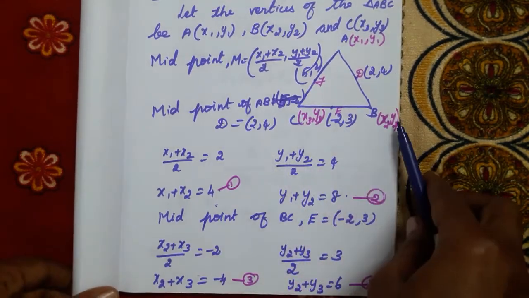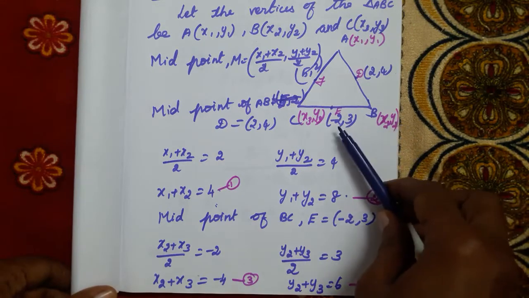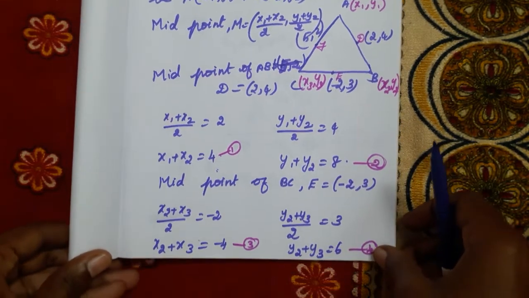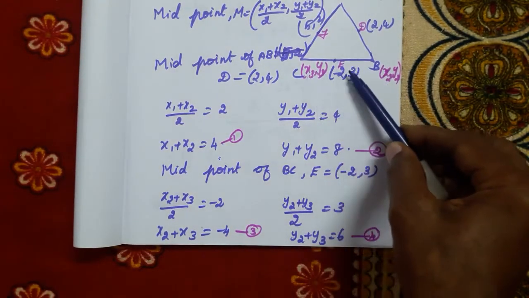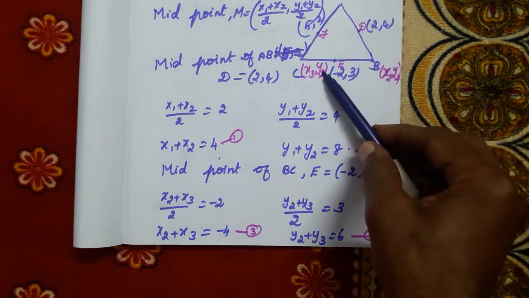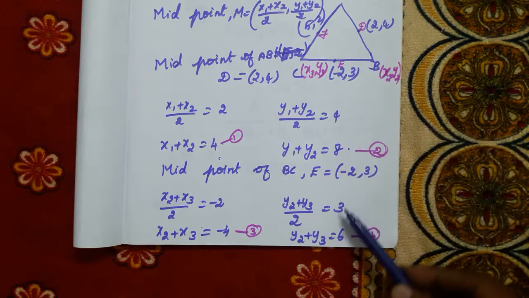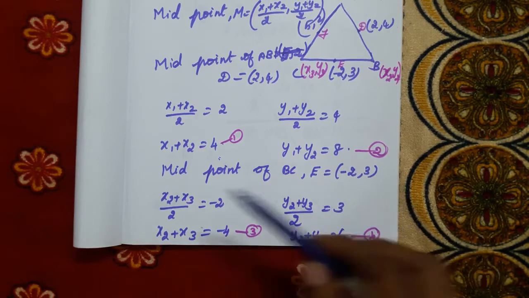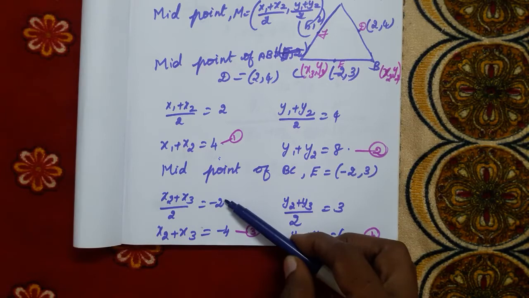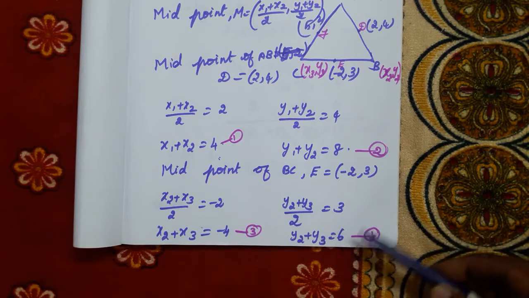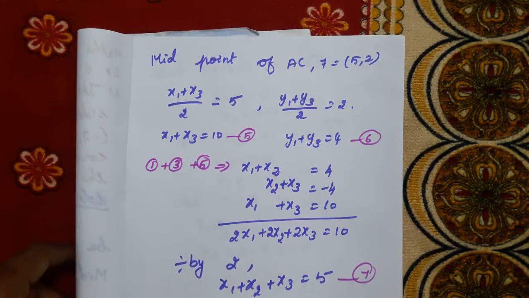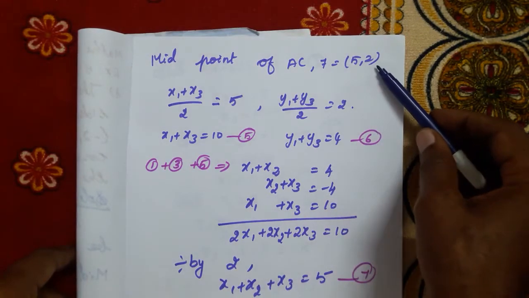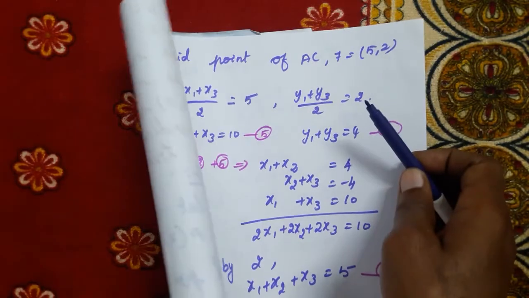Next, midpoint of BC is E (-2, 3). So (x2 plus x3) by 2 is equal to -2, and (y2 plus y3) by 2 is equal to 3. Clear? Next, from this we get x2 plus x3 is equal to -4, y2 plus y3 is equal to 6. This is equation 3, and this is equation 4. Next, midpoint of AC is F (5, 2). That is given, F (5, 2).